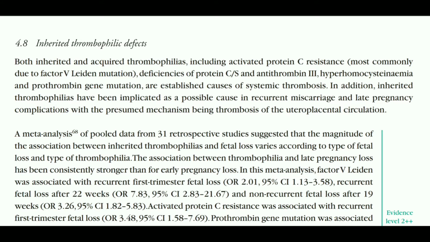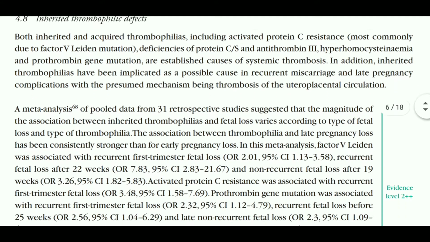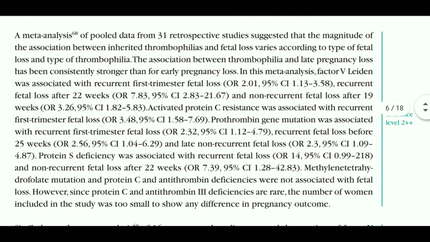A meta-analysis of the pooled data from 31 retrospective studies suggested that the magnitude of the association between inherited thrombophilia and fetal loss varies according to the type of fetal loss and the type of thrombophilia. The association between thrombophilia and late pregnancy loss has been consistently stronger than for early pregnancy loss. Now, factor 5 Leiden. These are certain studies. Now coming to the important points.